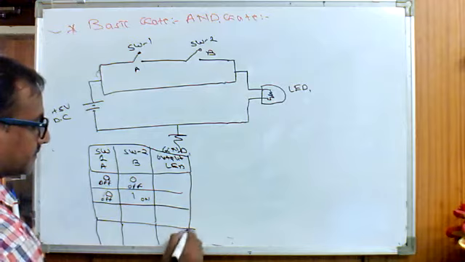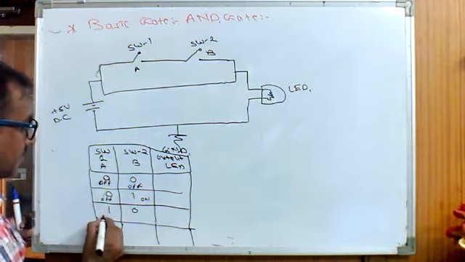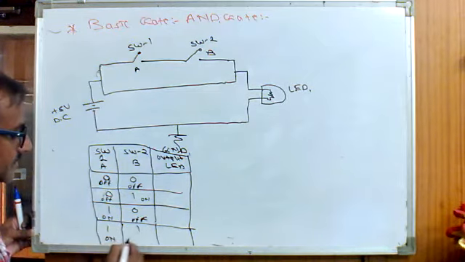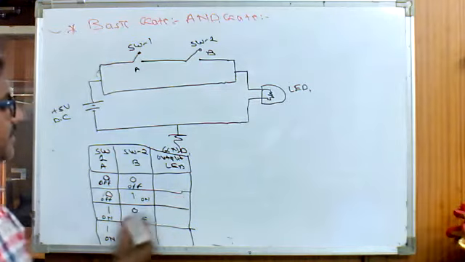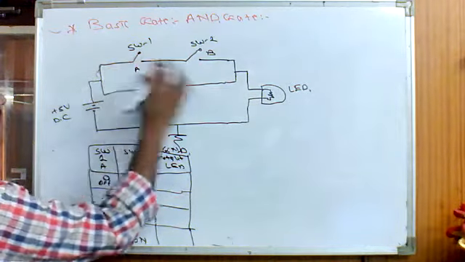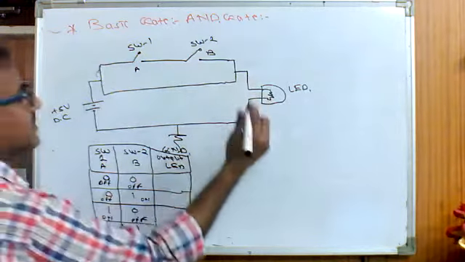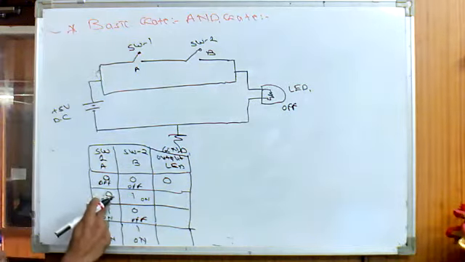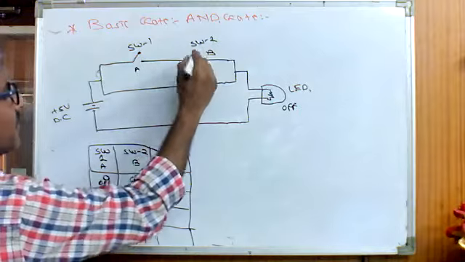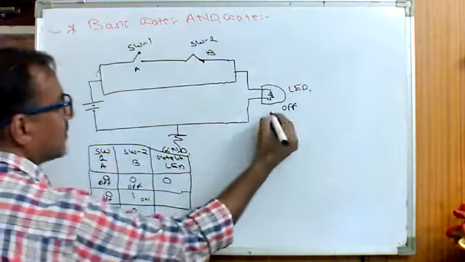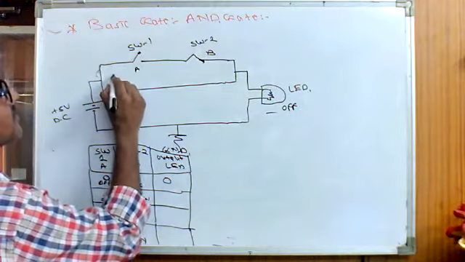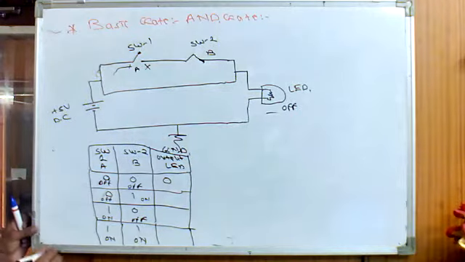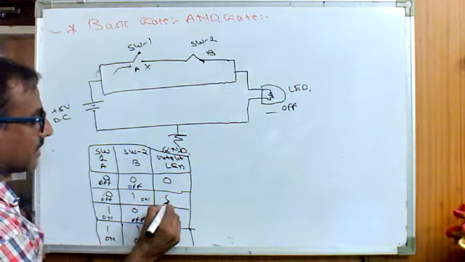The third condition, 1, 0 means on. In the fourth condition, both switches are on, so the LED lights. In the first condition, switch A is off and B is off, so the LED is off, meaning 0. When switch 1 is off and switch 2 is on, the LED is also off, meaning no supply passes through here. There is no current, so the circuit is not completed, and the output is 0.